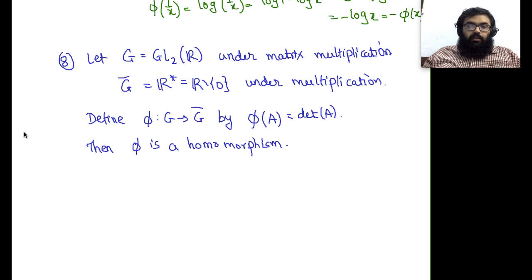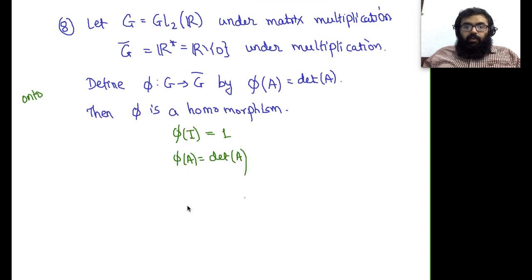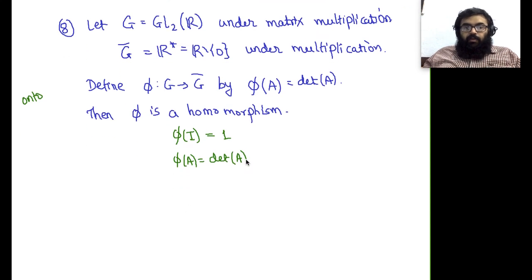So this is onto, and what is phi of I, the identity matrix? That is 1, right? So this is the identity of R star, and phi of A is the determinant of A. What is phi of A inverse? Phi of A inverse is the determinant of A inverse. Here A inverse we can take because we have taken the group GL2R, invertible matrices. So this is nothing but 1 upon determinant of A.